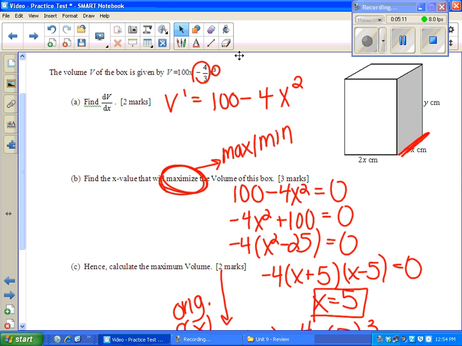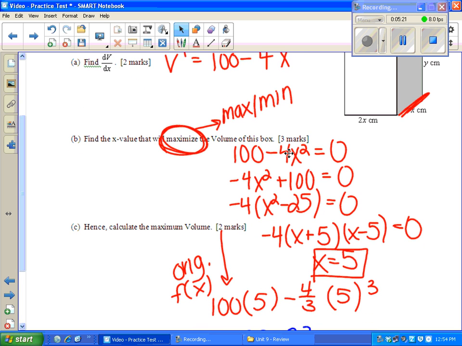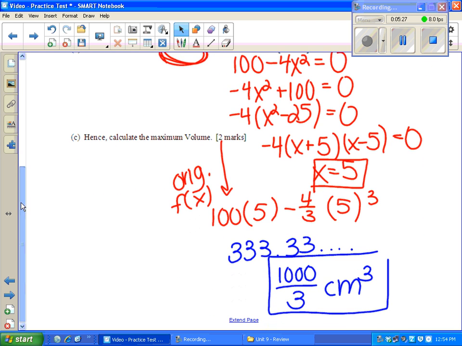Part B asked for the x value that will maximize the volume of the box. When I think maximize, I think maximum or minimum. In calculus questions, we take the derivative and set it equal to 0 when we're looking for the max or the min. So I did just that. I was able to factor, and the only value of x that made sense was a positive 5, since x is a length in my box.